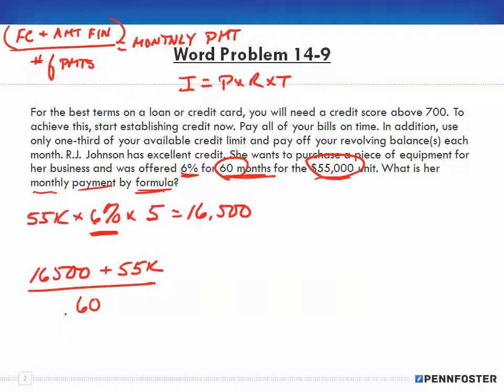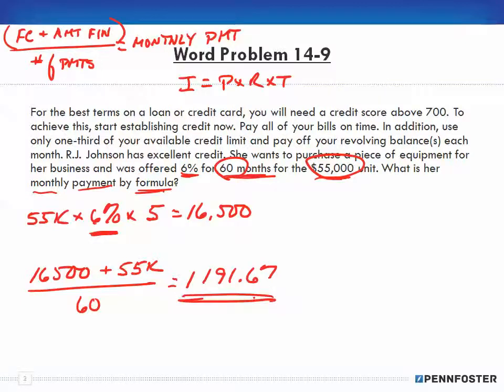Okay. So if we take the 16,500 plus the 55,000 and we divide it by 60, let me do 16,500, 55,000 times 6 times 5 is equal to, plus 55,000 divided by 60. We find that our monthly payment is $1,191.66, I'm rounding to 67 cents.